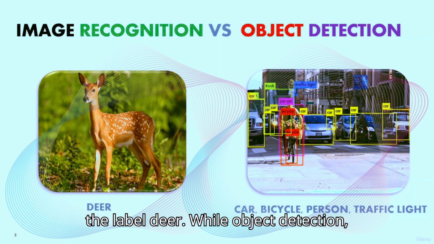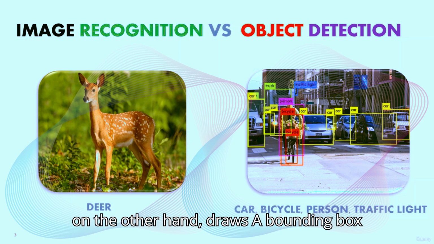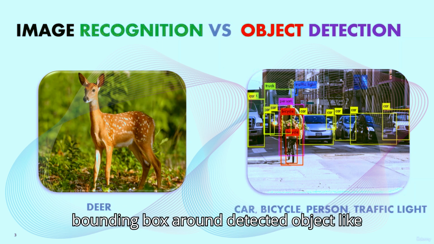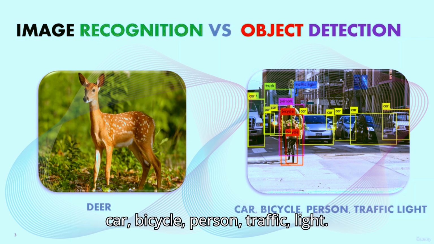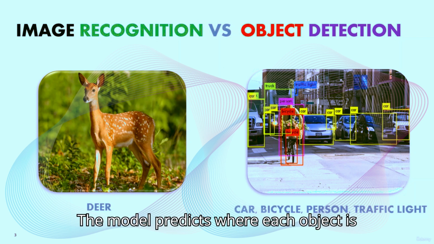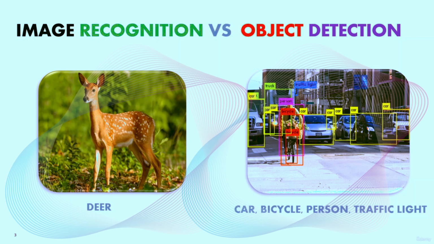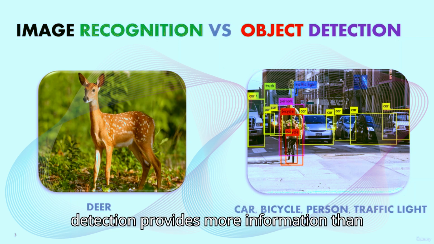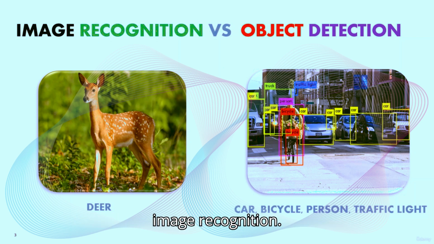Object detection, on the other hand, draws a bounding box around each object. It draws a bounding box around detected objects like car, bicycle, person, traffic light. The model predicts where each object is and what label should be applied. Object detection provides more information than image recognition.